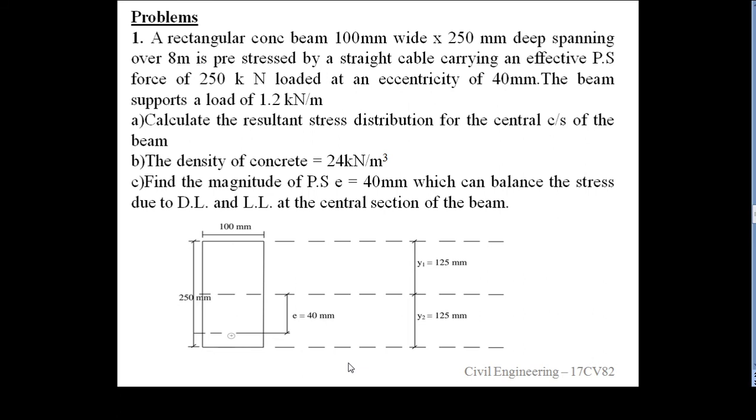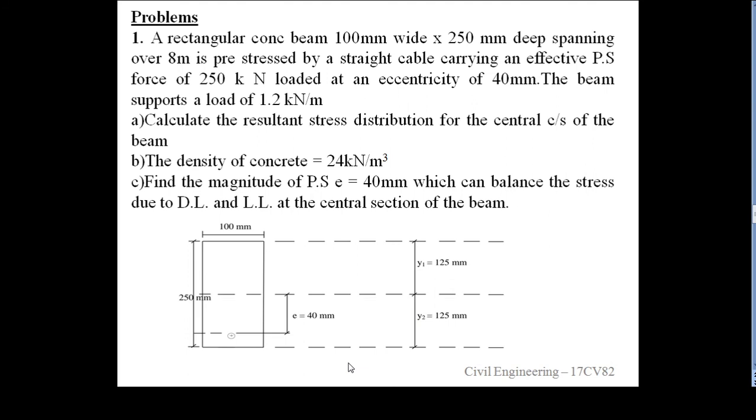Second, take the density of concrete as 24 kilonewton per meter cube. Then find the magnitude of pre-stress, with eccentricity equal to 40 mm given, which can balance the stresses due to dead load and live load at the central section of the beam. This is the problem given.